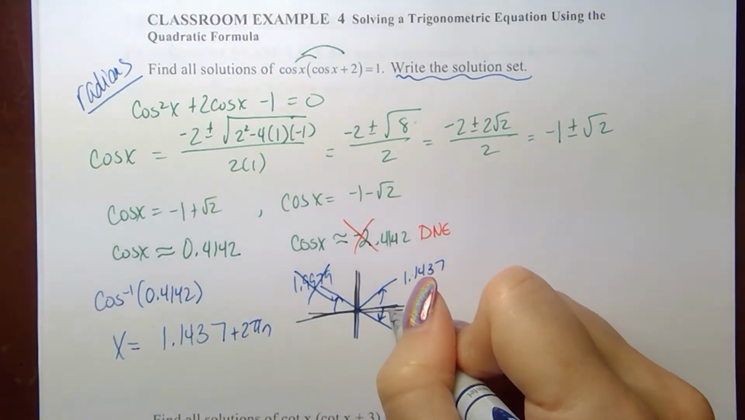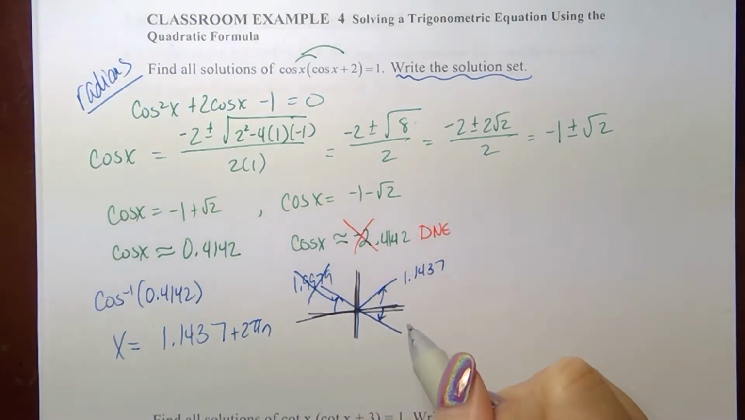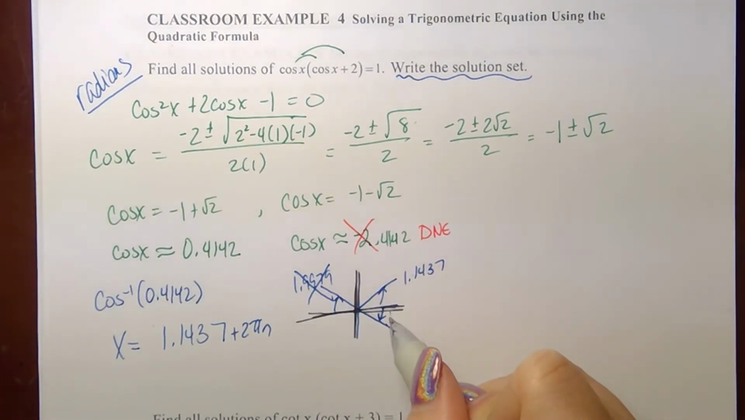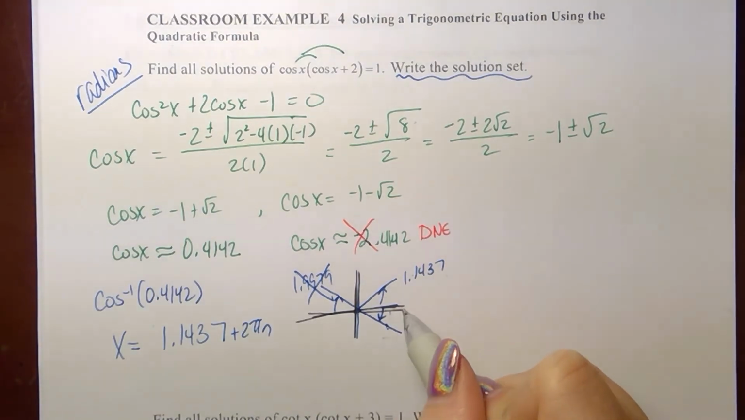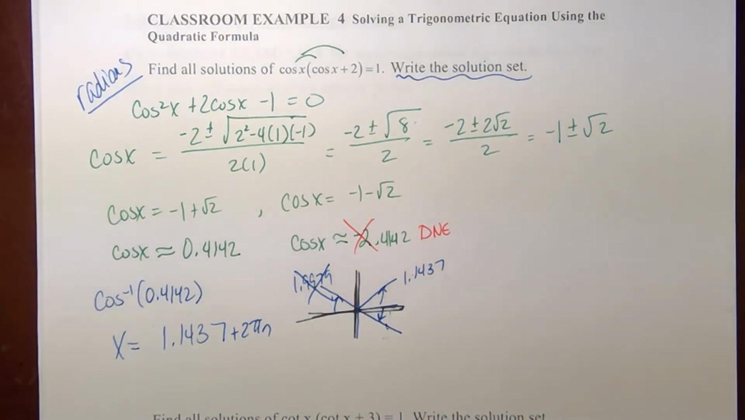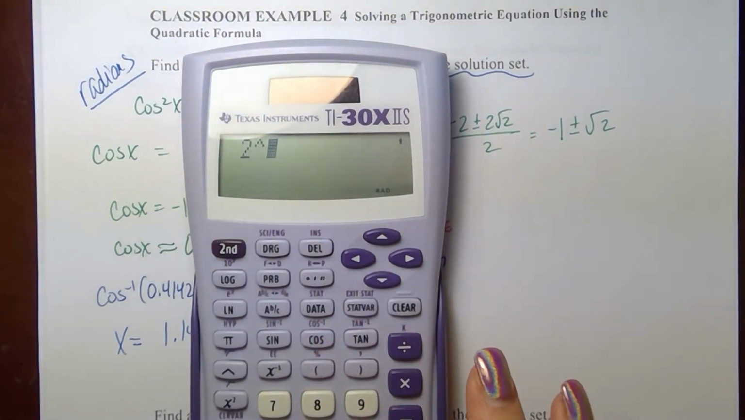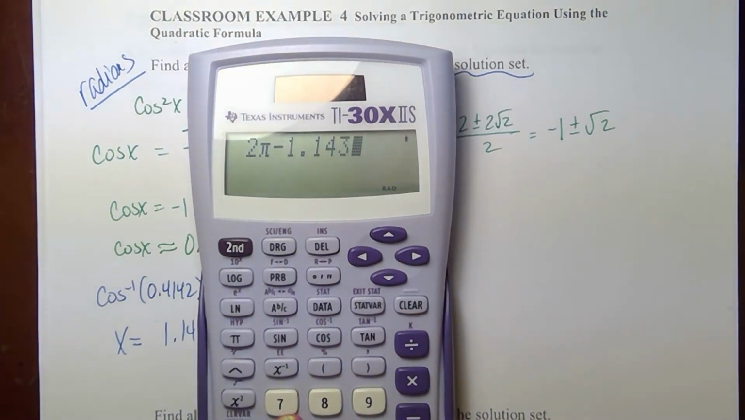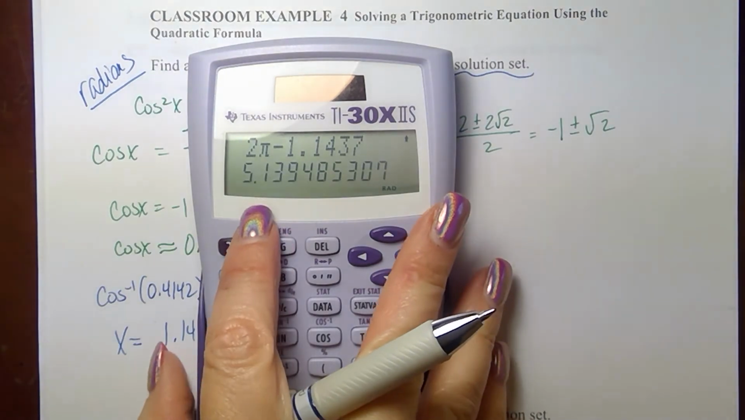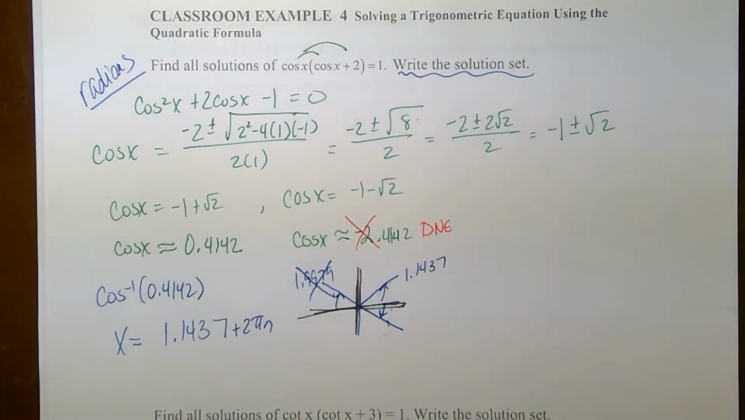So I'm 1.1437 radians above the positive x-axis here, and then I'm that far below the positive x-axis here. So I'm going to start at 2 pi and subtract that. So if I do 2 pi and I subtract my 1.1437 radians, I am at 5.1395.